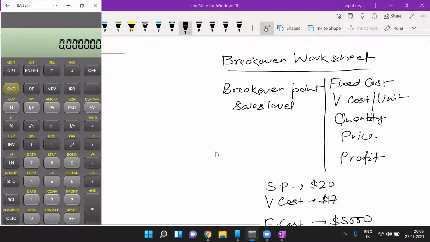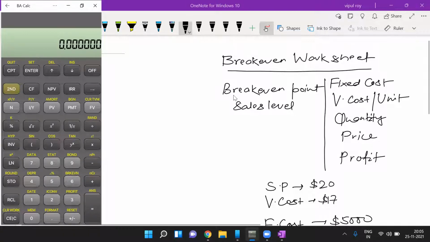So let's discuss how to find break even on BA2 plus calculator. We have already studied measures of leverage, in which we had to find the break even quantity of sales and everything. So how to do it on BA2 plus calculator?